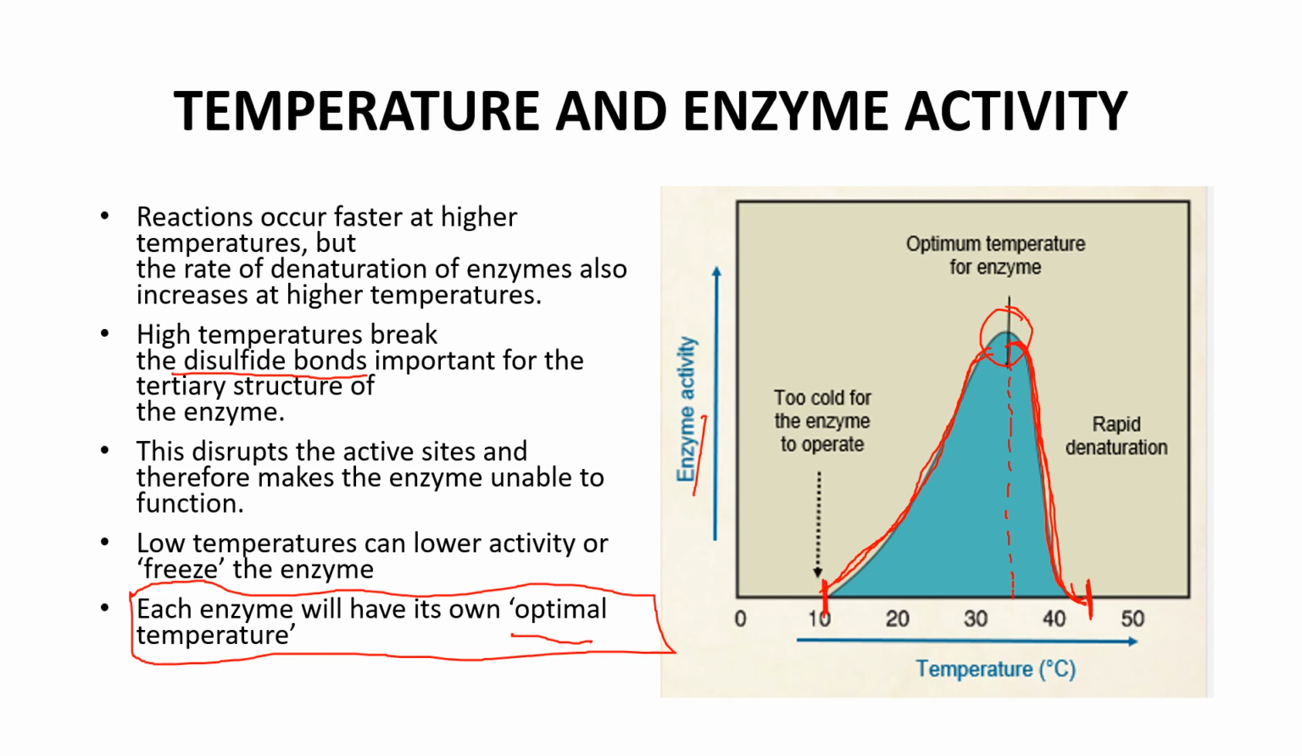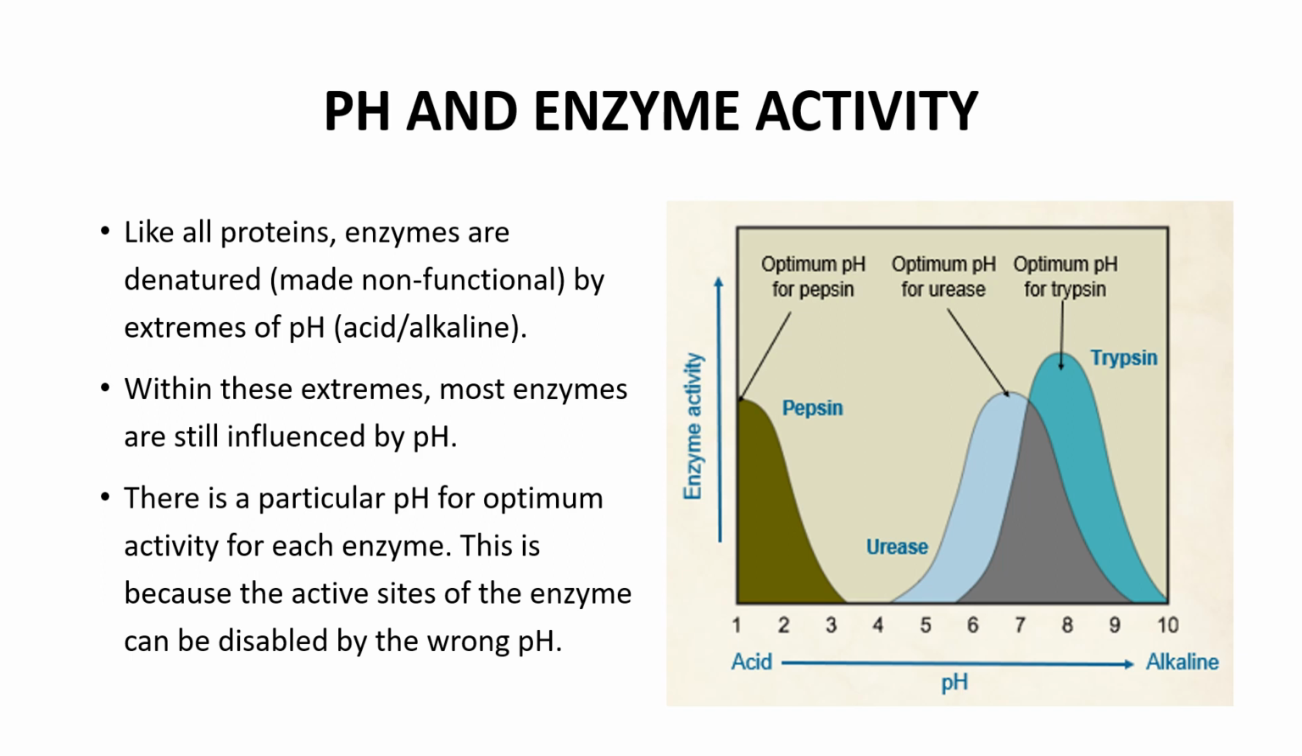So for temperature and enzyme activity, all enzymes have an optimal temperature. If it gets too high, they might denature. If it gets too low, they might freeze, which in turn will impact the way the enzyme functions. We then have pH, which is a really similar concept. Like temperature, enzymes all have an optimal pH that they work at.